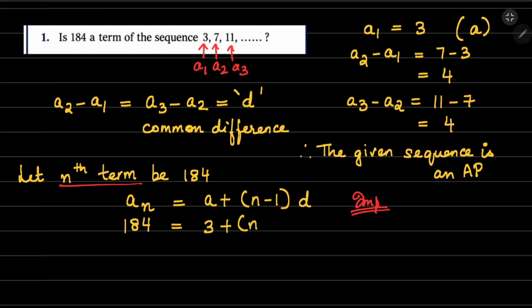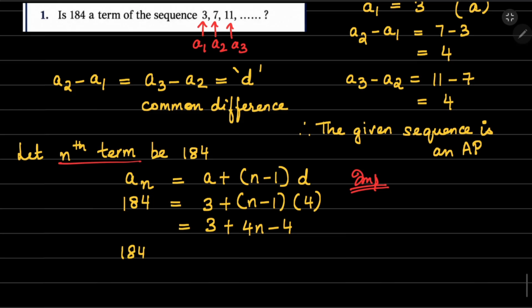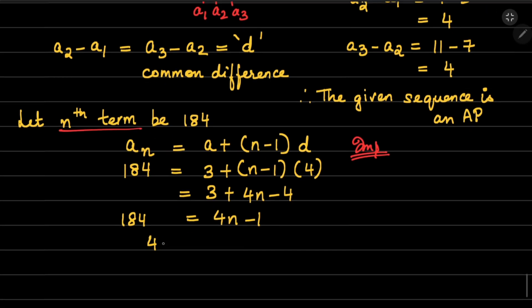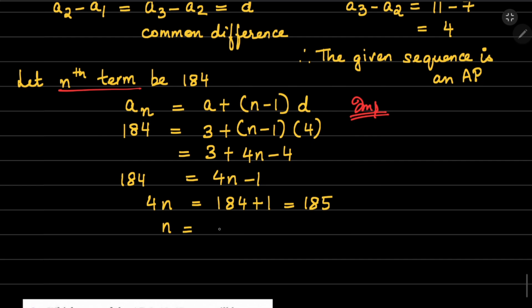we don't know what n is. n has to be a whole number. Minus 1 into, what is the common difference that we got? 4. So let's check if we are getting it. So this is equal to 3 plus, multiply 4 with n, 4n minus 4. So 184 is equal to 4n minus 4 plus 3, which is minus 1. So 4n is equal to 184 plus 1, which is 185. And what is n equal to? n is equal to 185 divided by 4.